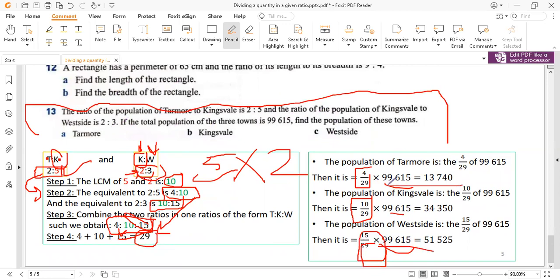So normally we calculate it using the calculator to obtain 13,740 for Tarmor, 34,350 citizens for Kingsville, and 51,525 as the population of West Side. These are the main ideas of this section.